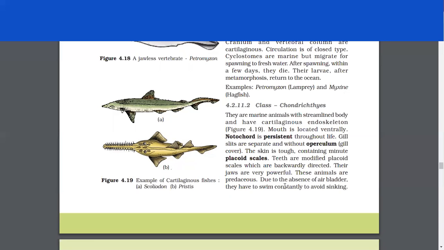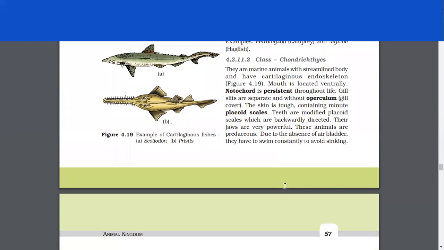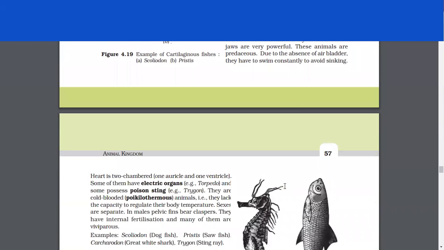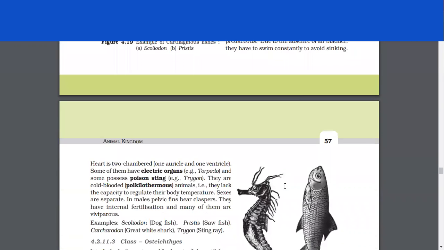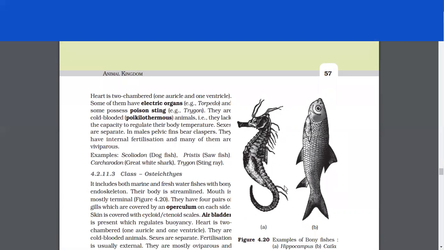Their jaws are very powerful. These animals are predaceous. Due to the absence of air bladder, they have to swim constantly to avoid sinking. Heart is two-chambered. One chamber is auricle and the other is ventricle. Some of them have electric organs, for example, Torpedo, and some possess poison sting, for example, Trygon. They are cold-blooded animals, that is, they lack the capacity to regulate their body temperature.